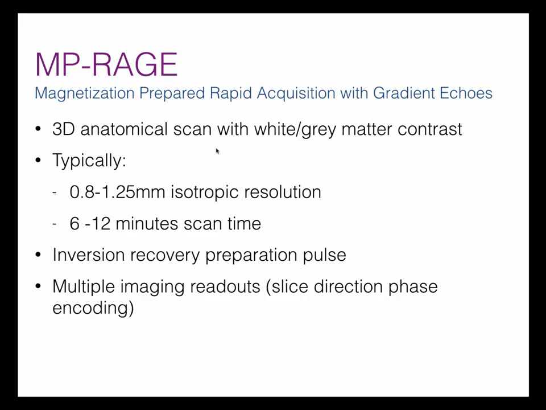It's basically a 3D sequence, so it doesn't use slice selective excitation. Well, it uses a slab selective excitation, so it uses a slice which is very wide, but then uses 3D K-space encoding. The way it works is it has an inversion recovery preparation pulse, so it applies a 180-degree pulse, and then uses multiple imaging readouts. There are multiple imaging readouts for every inversion pulse.